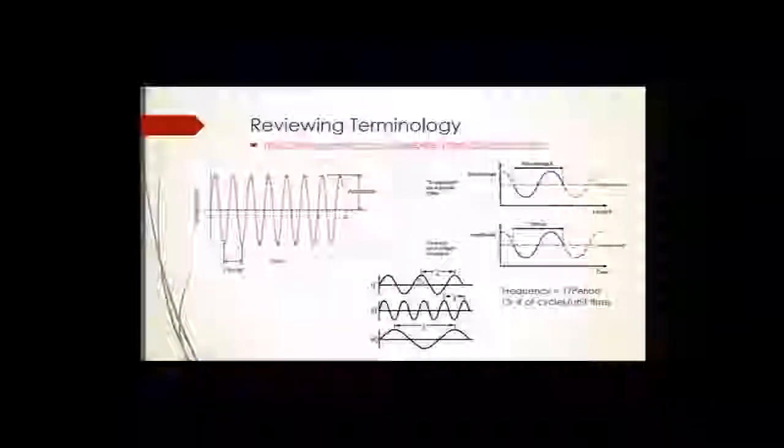My wavelength is from any same point for one complete cycle. So I could go from here to there, and that would be a wavelength. From peak to peak would be a wavelength. From trough to trough would be a wavelength. And that's when I am dealing with length, okay? Because I can use that same picture to describe period with respect to time.